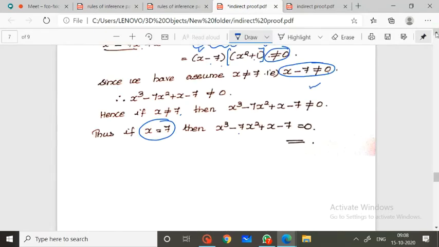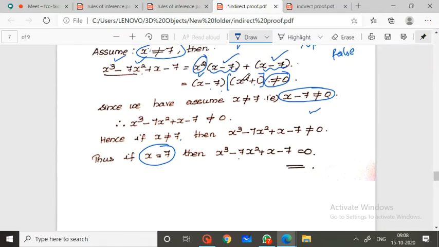Now here this term is not equal to 0. We have to see x square plus 1. Can you say that x square plus 1 is equal to 0? Already this term is not equal to 0. We have assumed that x is not equal to 7, so we have assumed that x minus 7 is not equal to 0. And also one more thing is there, x square plus 1. Can you say that this term is equal to 0?